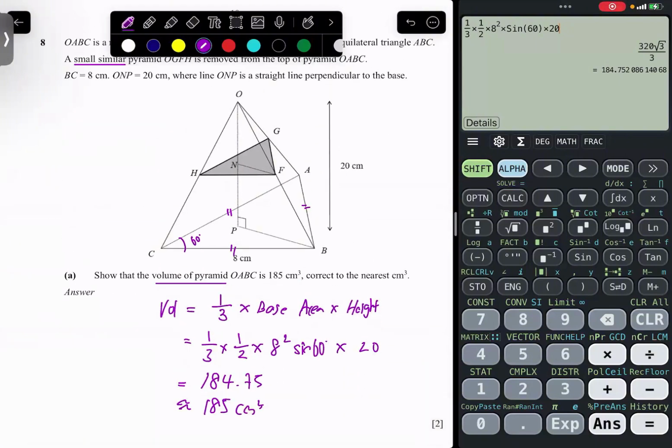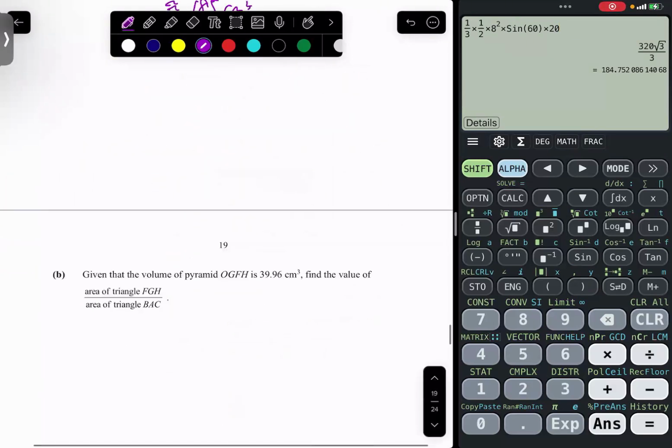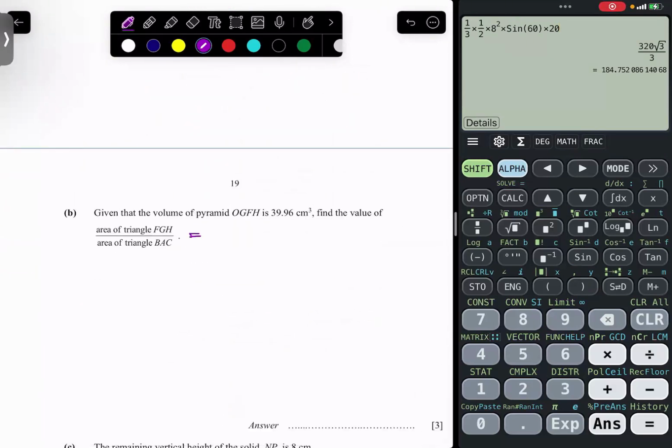FGH over BAC, small triangle over big triangle. This one should be pretty okay. So first, what do we have? We have V1, V2. The volume is given to us. This one is 39.96. Since they use 2 decimal places, I'm going to use 2 decimal places as well. So that will be 184.75.